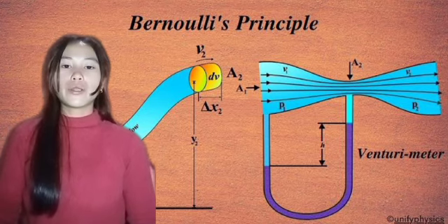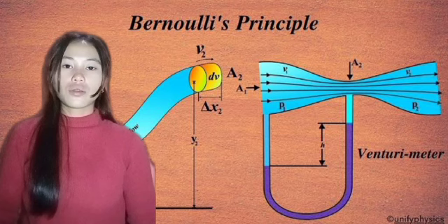So it means Bernoulli's equation explains how pressure, velocity, and height interact in a moving fluid. It states that the total energy in the fluid, which includes pressure energy, kinetic energy from the fluid's velocity, and the potential energy from its height, remains constant as the fluid flows, assuming it's incompressible and frictionless.